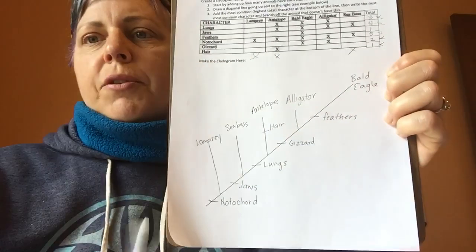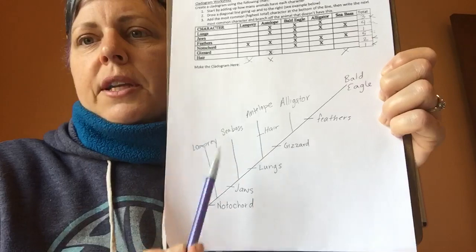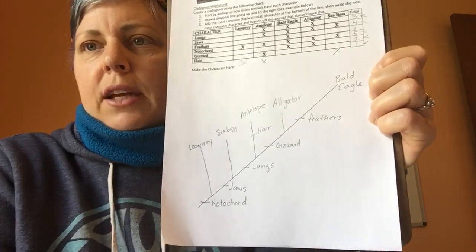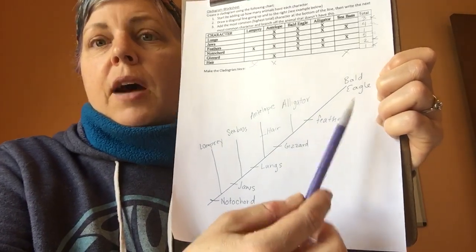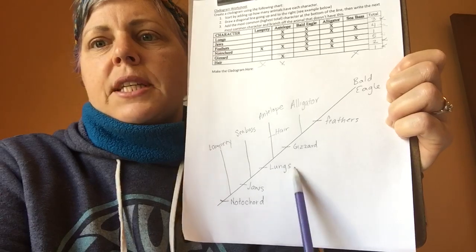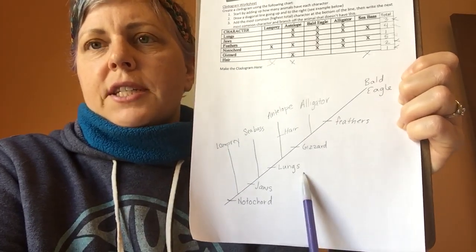So if you look at this cladogram, you could tell a couple things. One is that the lamprey is a very ancient animal. It doesn't have any of these characteristics that developed later. And as you move up, animals become more and more complex. And you can see that things like lungs were a later characteristic that showed up.